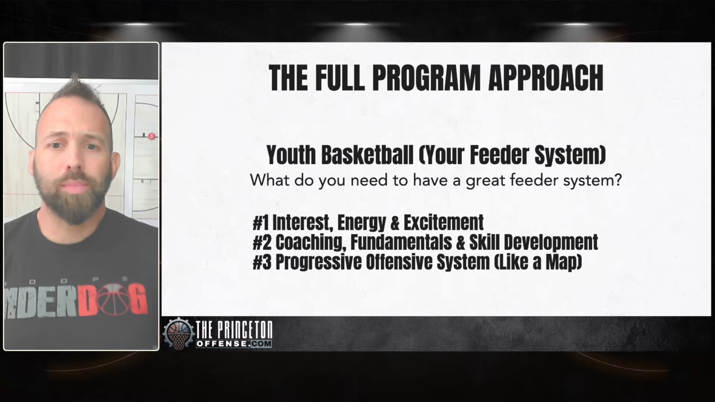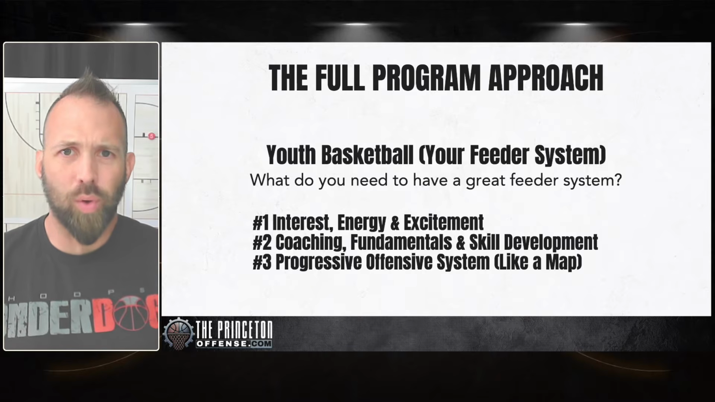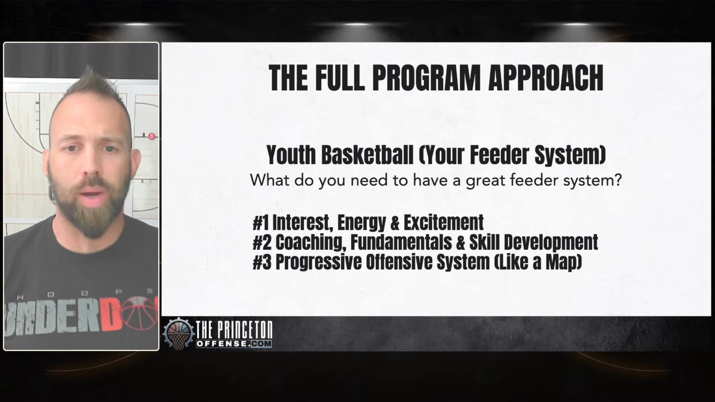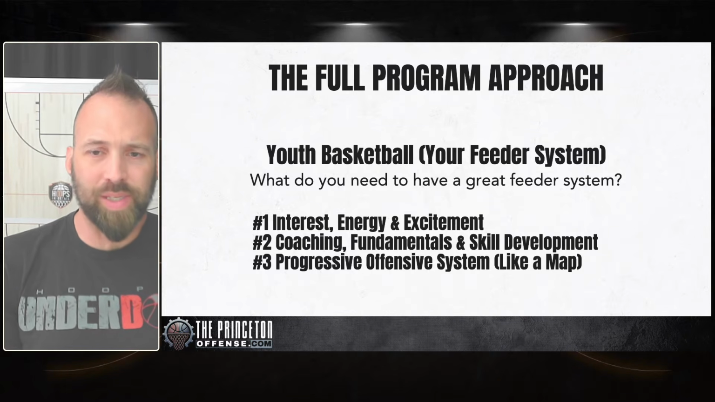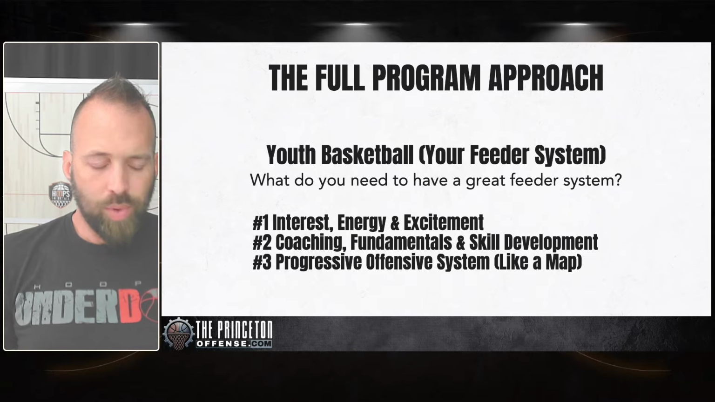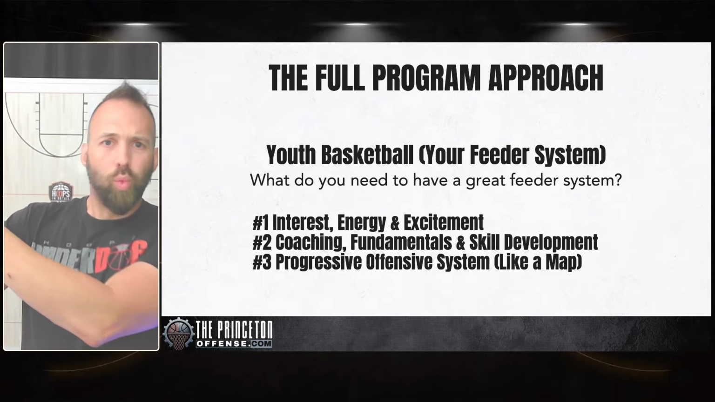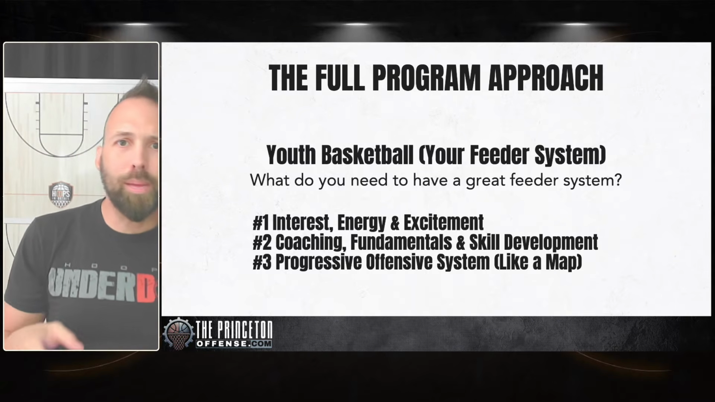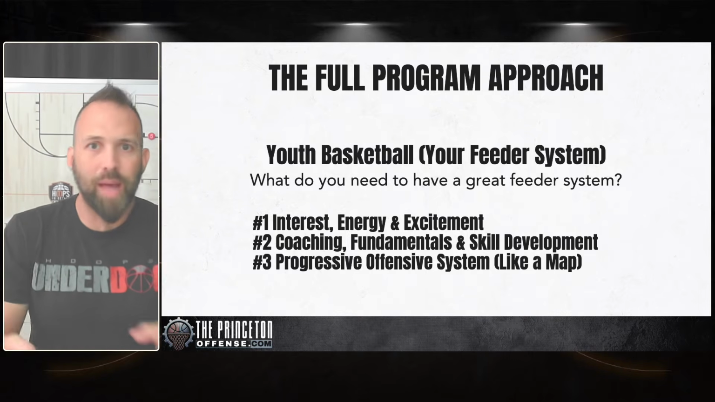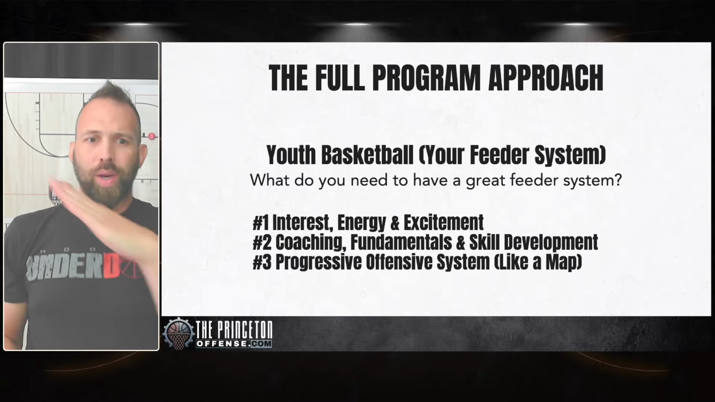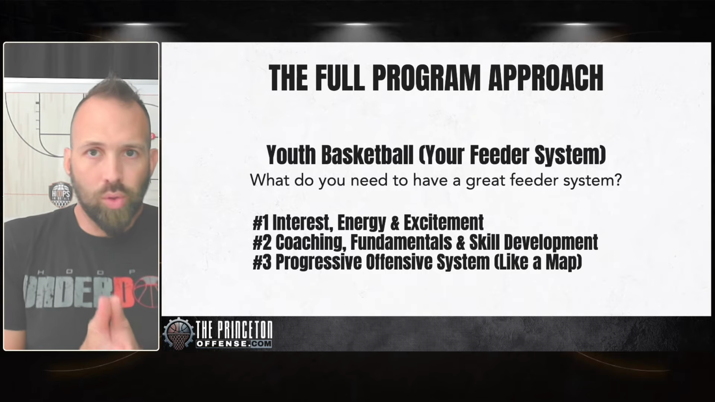And then the last thing when it comes to strategy, and again, we're mainly going to focus on the offensive end, clearly we're talking about putting Princeton in your program top to bottom, is you have to have a progressive offensive system. It's kind of like a map. You have to look at where they're at and where you want to take them, and this map is going to change a little bit depending on the personnel at each level. So it may be a straight line up, or it may have some curves in it. You may have to detour a little bit, but you have to have a map.